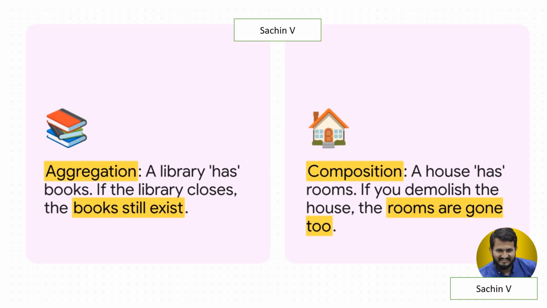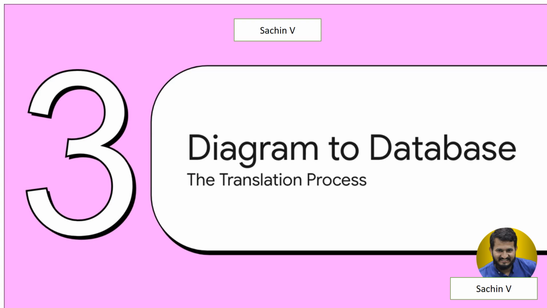This is how you stop orphan data and weird logic errors right at the design stage. So we've designed this beautiful, logical blueprint, awesome. But now for the most important part: how do we turn this drawing into an actual working database? Let's walk through that translation.